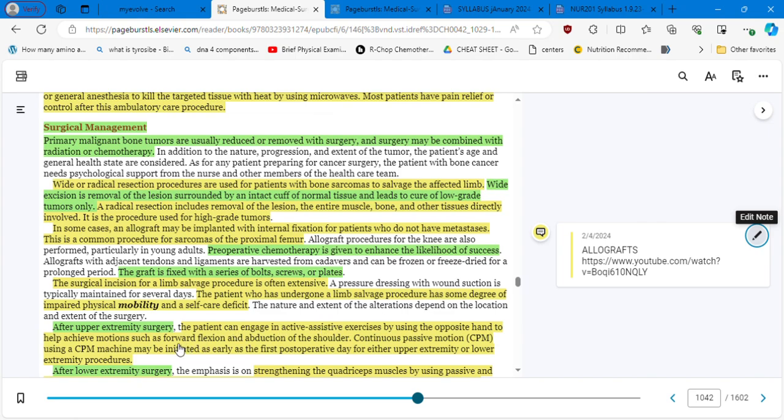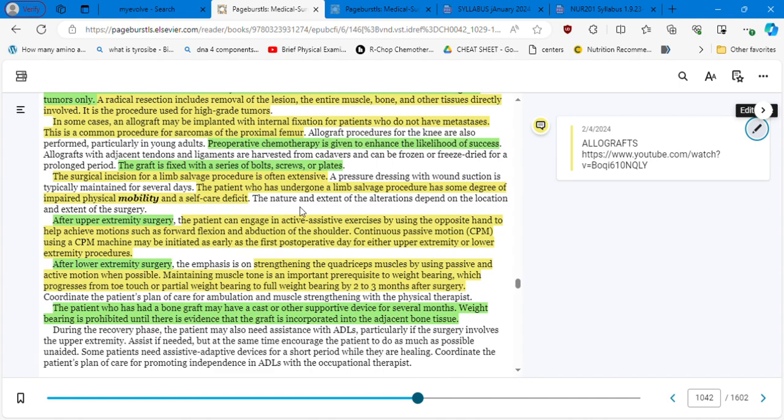The surgical incision for a limb salvage procedure is often extensive. The patient who has undergone a limb salvage procedure has some degree of impaired physical mobility, such as self-care deficit. So also we have after upper extremity surgery, the patient can engage in active assistive exercise by using the opposite hand to help achieve motions such as forward flexion and abduction of the shoulder.